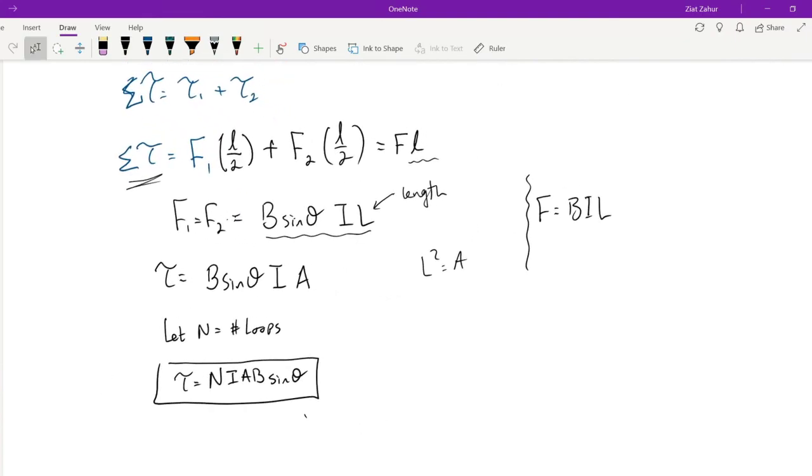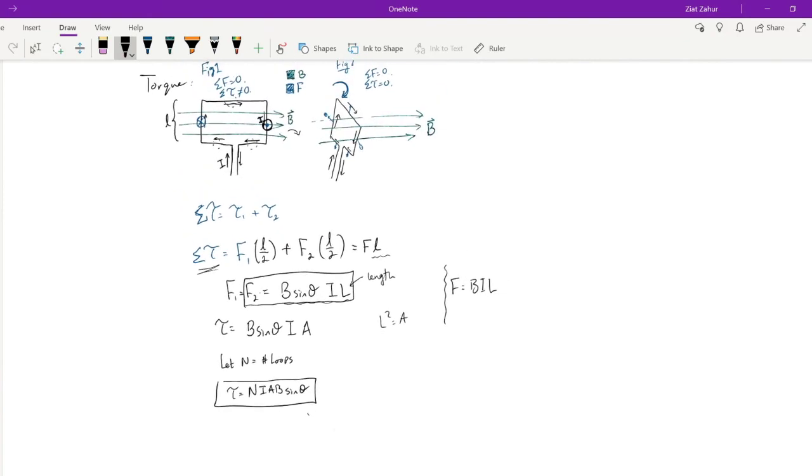We'll also box F equals BIL. This is the general equation, B sine theta IL, if you're at an angle. Okay. And that is about it.